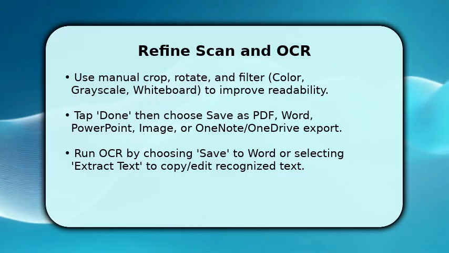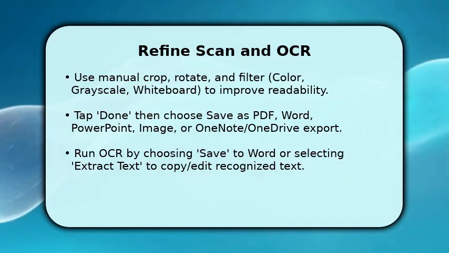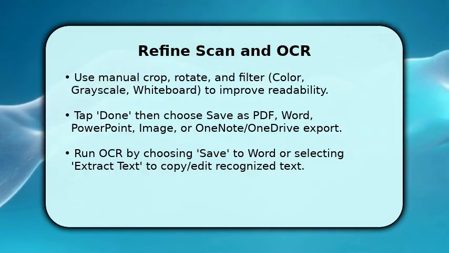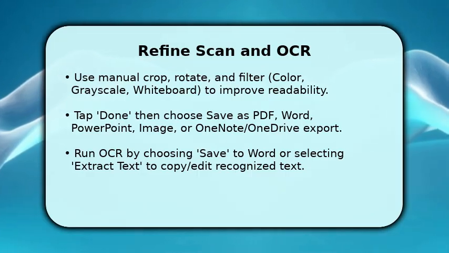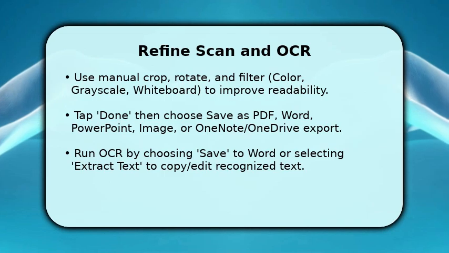After editing, tap Done and pick an output. Save as PDF for documents, Word to keep editable text, or send to OneDrive. Choosing Word triggers Lens's OCR so you can edit recognized text. Make sure to check extracted text for misreads before sharing or archiving.